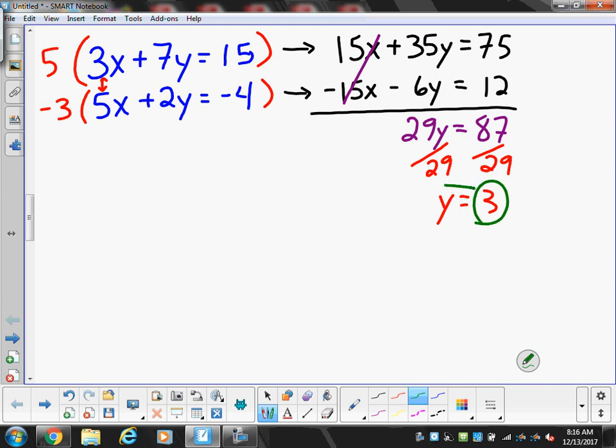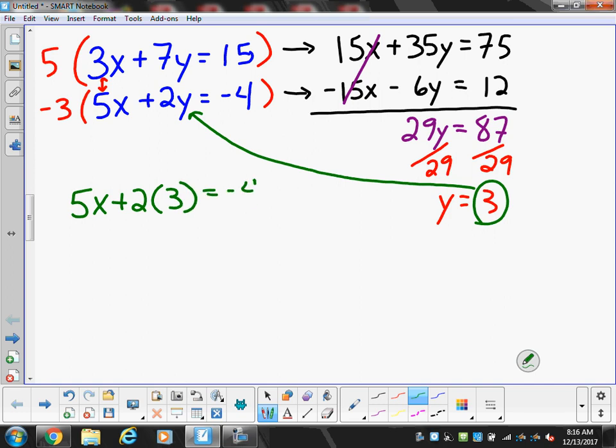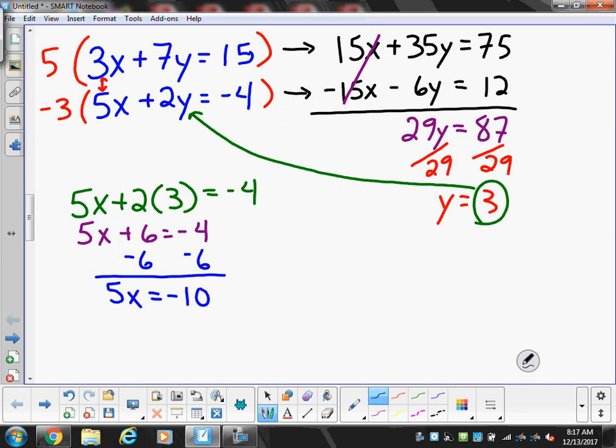Just like every other time, I'm going to go back and plug that value for y into one of the equations. So where y is, I'm putting times 3. And from here, I'm just going to solve for x. So 5x plus 6 equals negative 4, because 2 times 3 is 6. Subtract 6 from both sides. 5x equals negative 10. Divide both sides by 5. X equals negative 2. So my ordered pair is negative 2, 3.